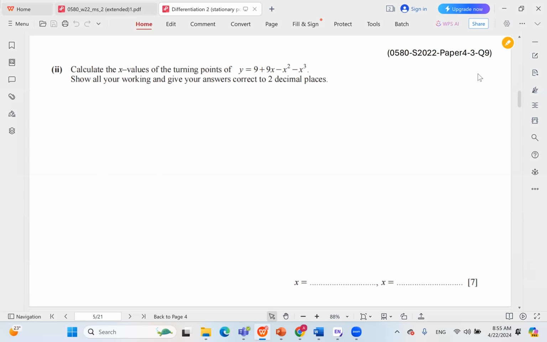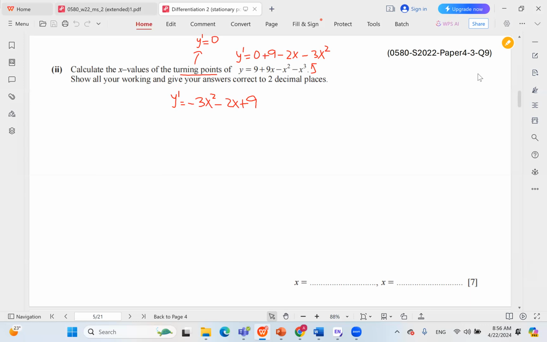So first of all, we said that whenever we have a turning point, we set y dash equal to 0. So first we need to obtain an expression for y dash. This is 0 plus 9 minus 2x minus 3x power 2. I simply differentiated this expression there. So we get this expression for y dash, which is negative 3x squared minus 2x plus 9. I'm simply rearranging the expression to go from highest power to the lower powers in descending order.